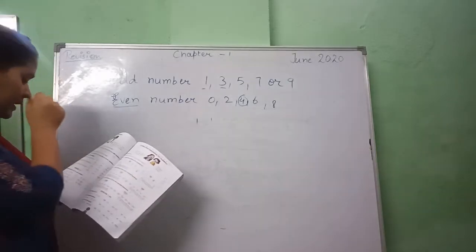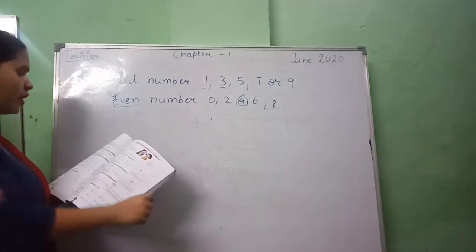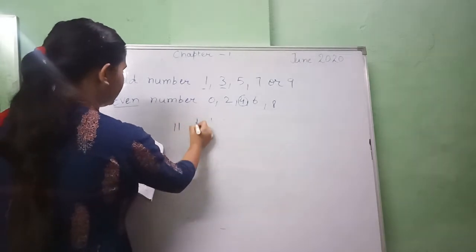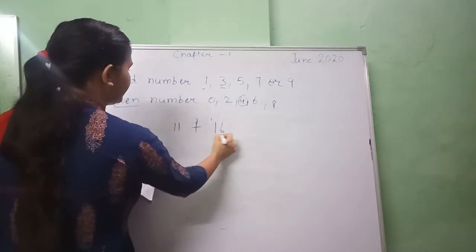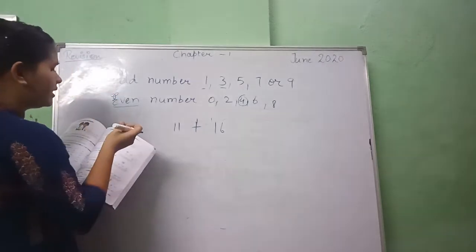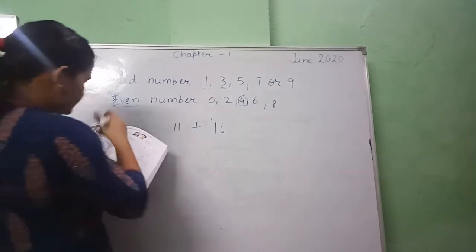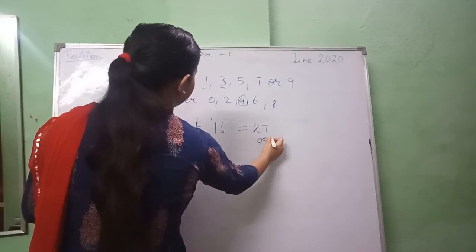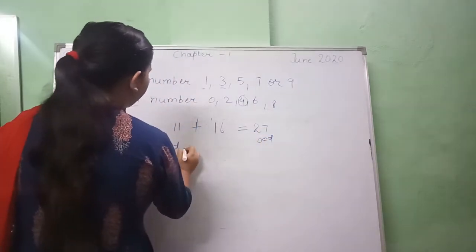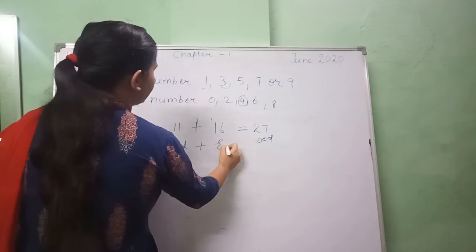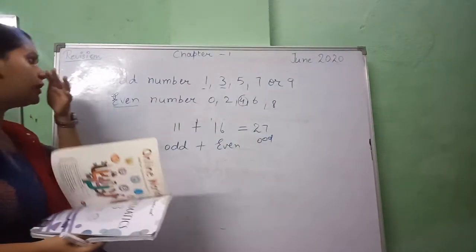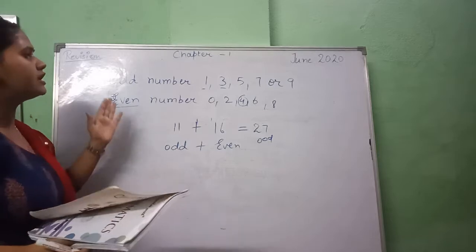and even number. Yes, when we sum up, like we have 11 plus 16, 16 is an even number and 11 is an odd number. So when we add these, we got 27, which is odd. So that means when we add one odd and one even, it becomes an odd number. So in this way, children will learn about even and odd.